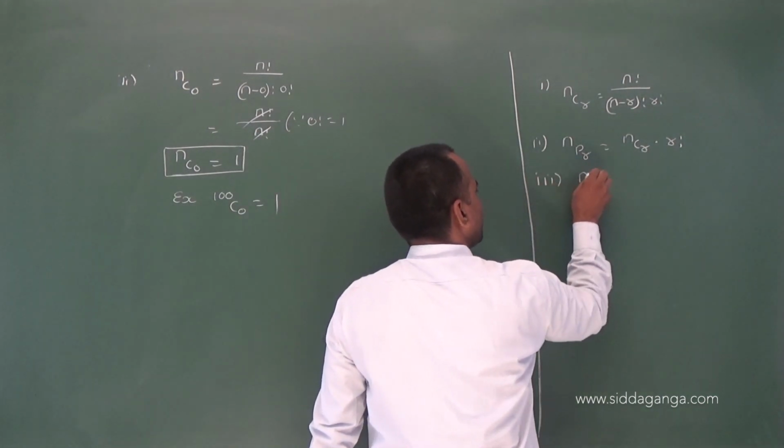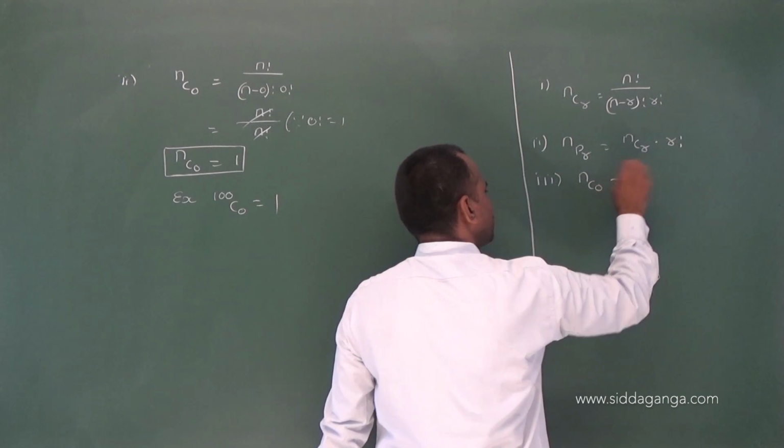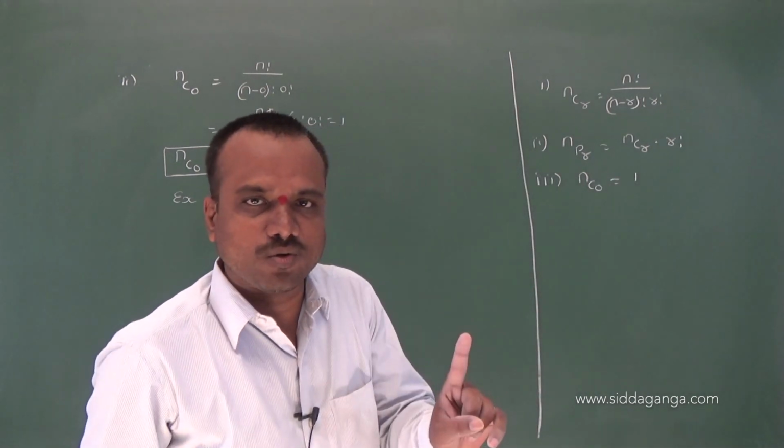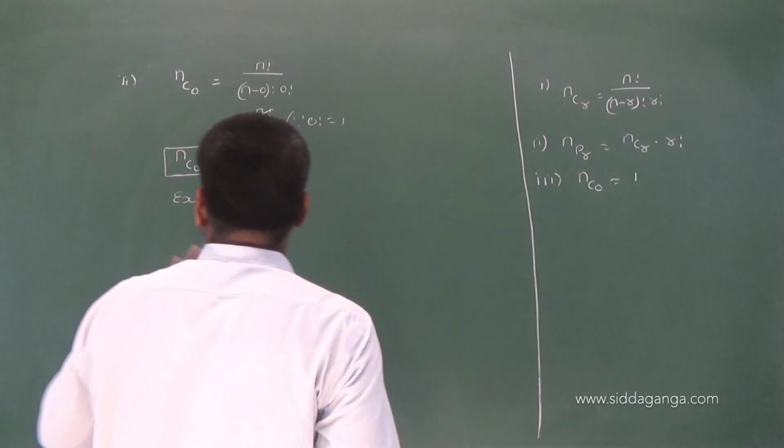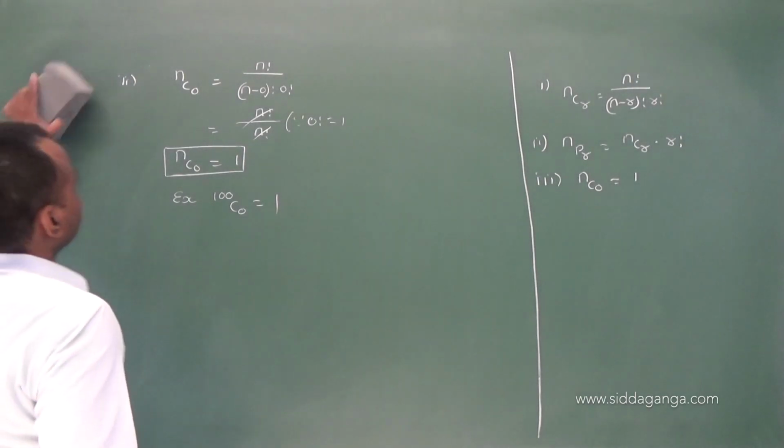Third one: nC0 is 1. If r is 0, the result is 1. Okay. Next one.